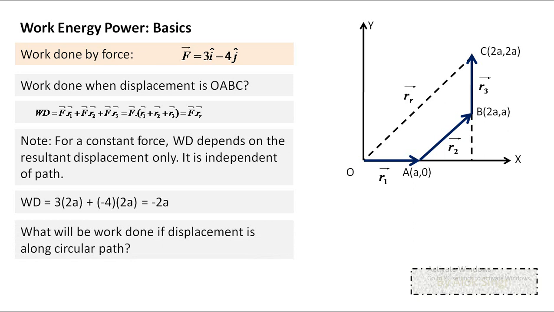So what will be the work done if the displacement is along a circular path? Suppose we take this as the path. This is how we move the particle from O to C. In that case, what will be the work done? The answer should not even take a few seconds. The work done is still the same. Doesn't matter what the path is. It still will be equal to minus 2a. Path independent.